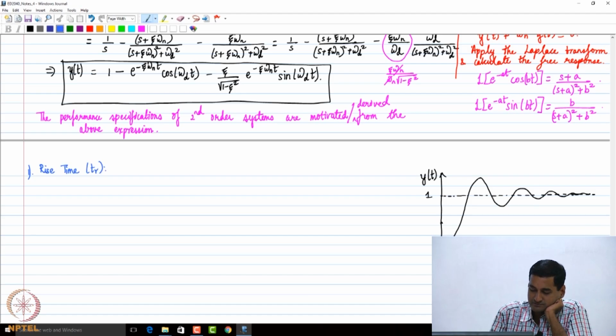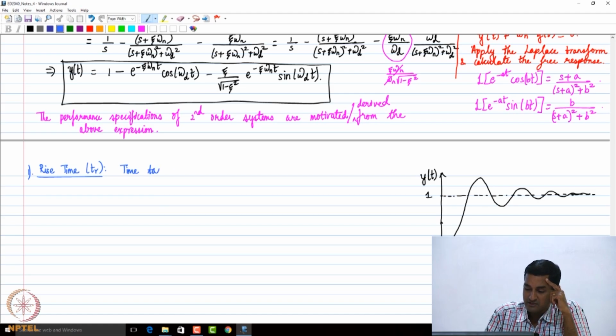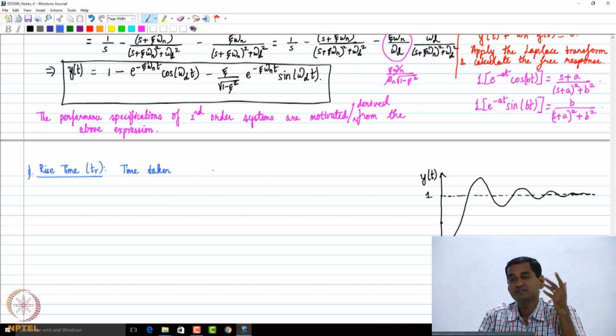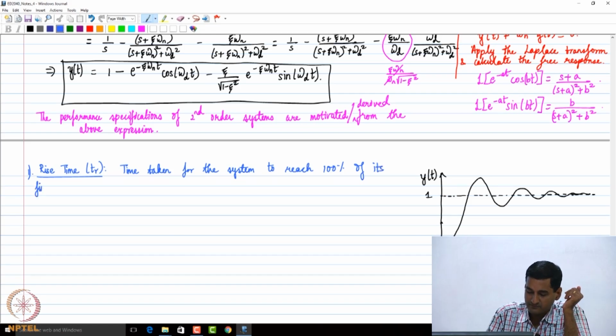TR. So what is the rise time? It is a time taken. Of course, it really depends on how it's defined. As far as we are concerned, we will define it in this way: it is the time taken for the system to reach 100% of its final value for the first time.